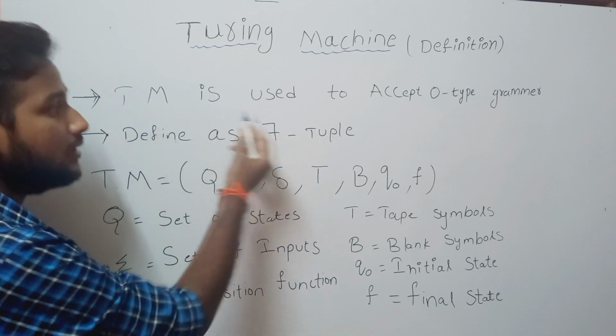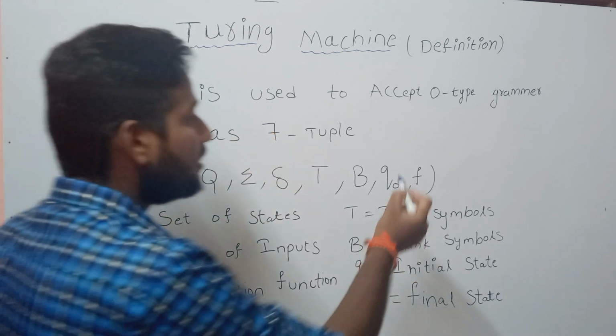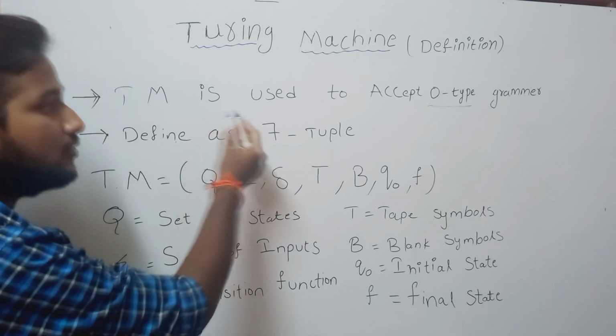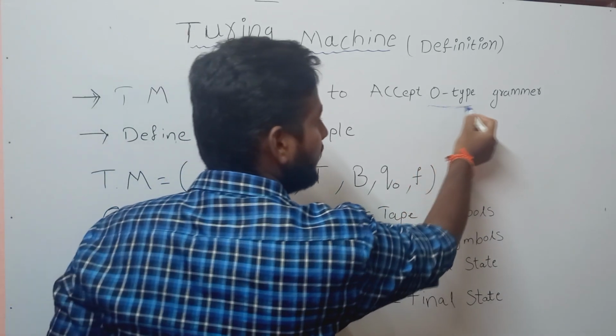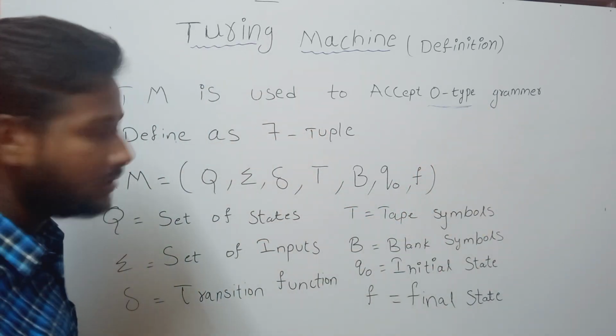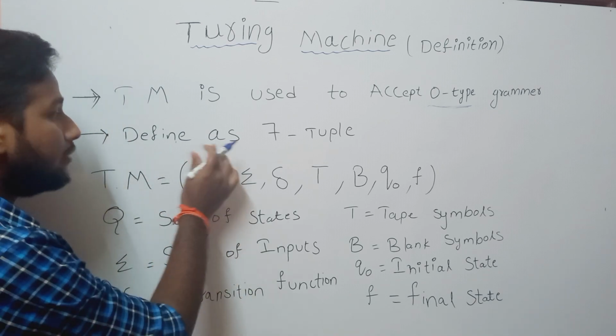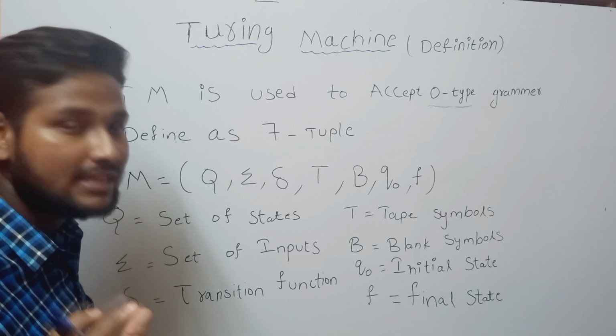A Turing machine is used to accept type-0 grammar. A Turing machine is a machine which is used to accept type-0 grammar. A Turing machine can be defined as a seven-tuple.